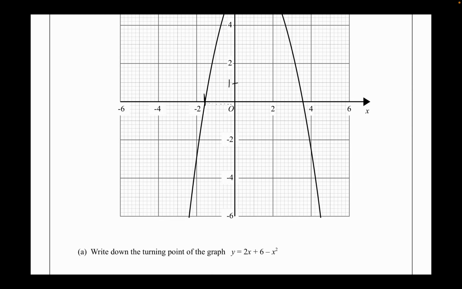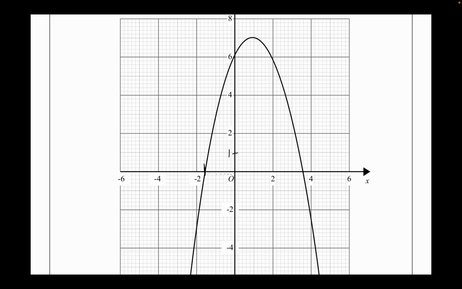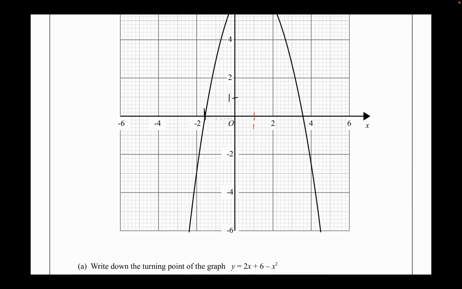Write down the turning point. So here, this is going to be the maximum turning point. It's going to be somewhere around here. The x value in this case is 1, and the y value is roughly 7. So it's 1 comma 7. This is going to be your turning point. In this case, it's going to be 1 comma 7.